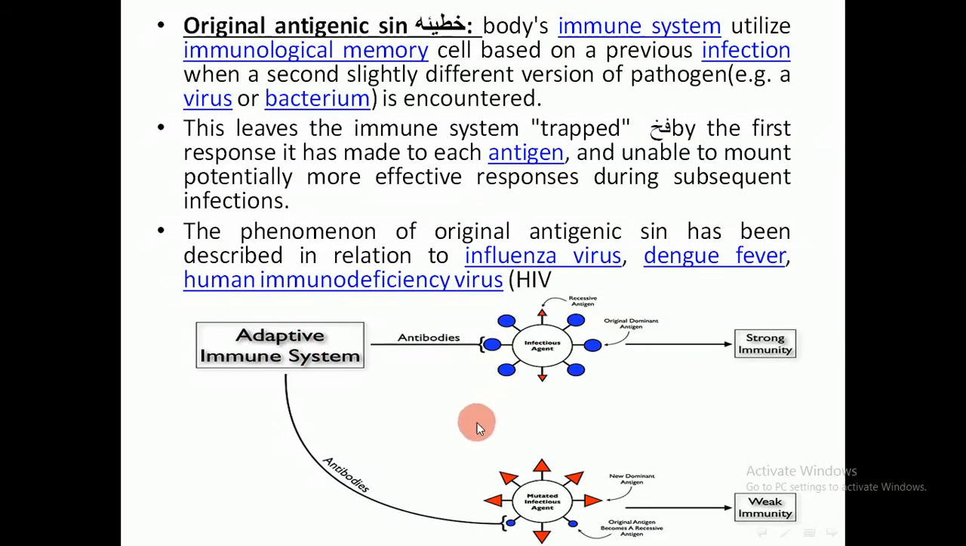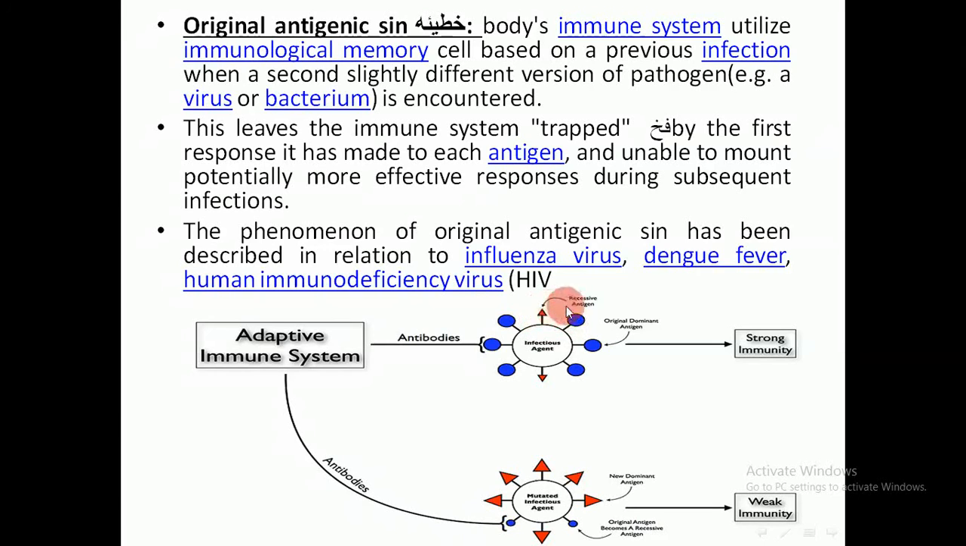And here we can explain the above. This is the adaptive immune system, and the adaptive immune system produces antibodies against the virus. Here this is the virus or infectious agent. And this is the antigen, the blue one, and this is the antigen, the red one. So the body will form antibodies against these blue antigens and against these red antigens.